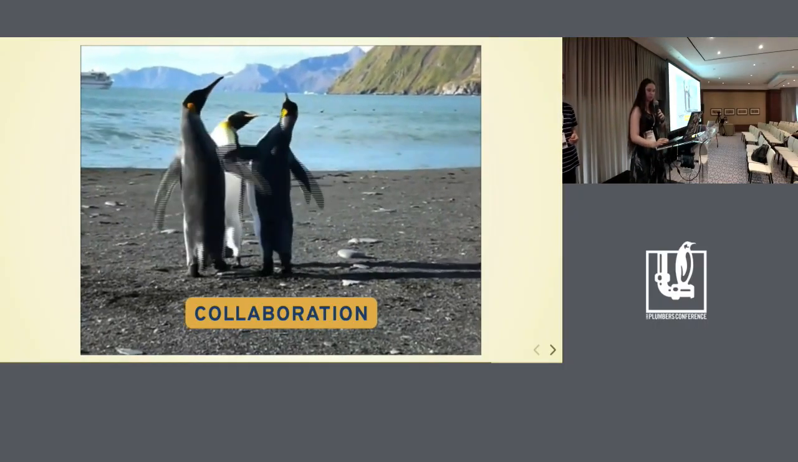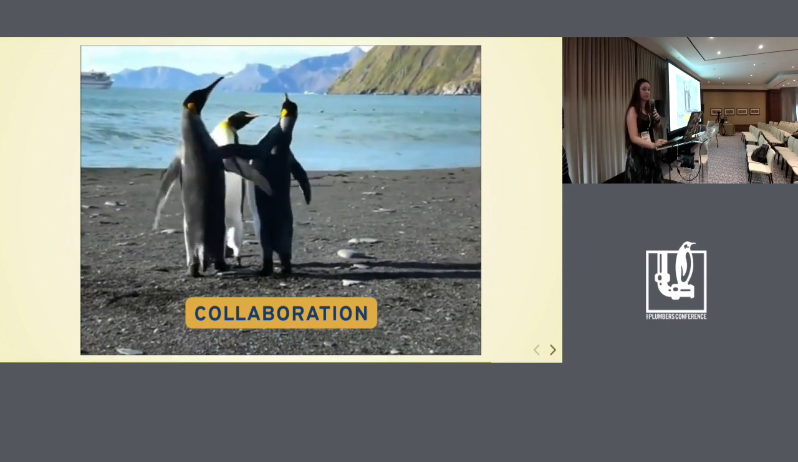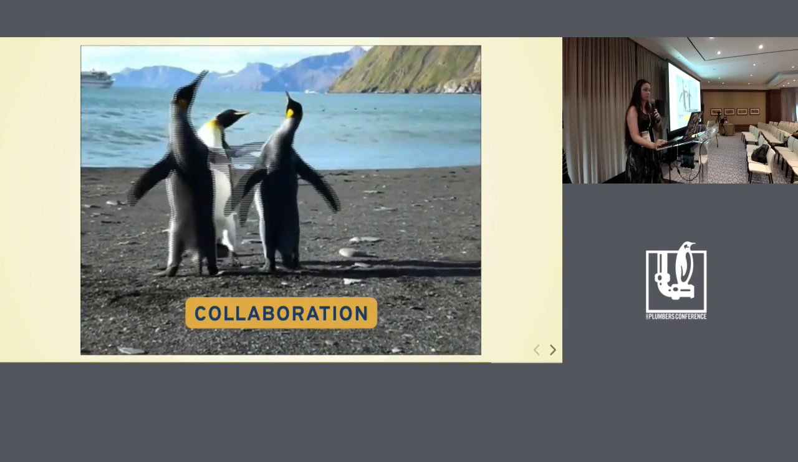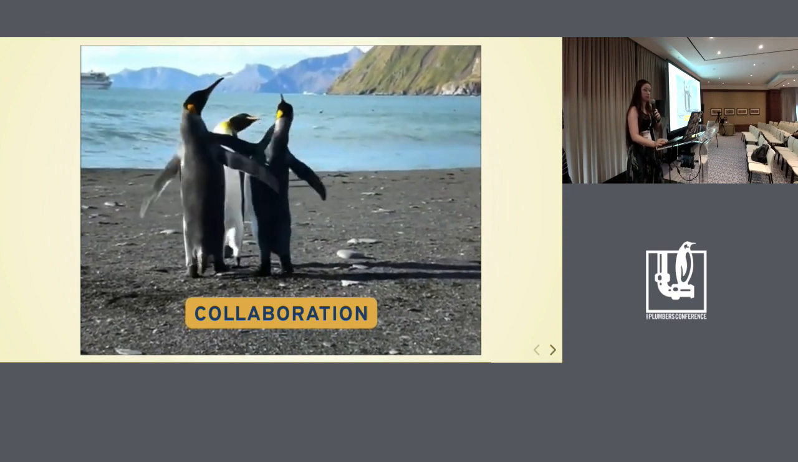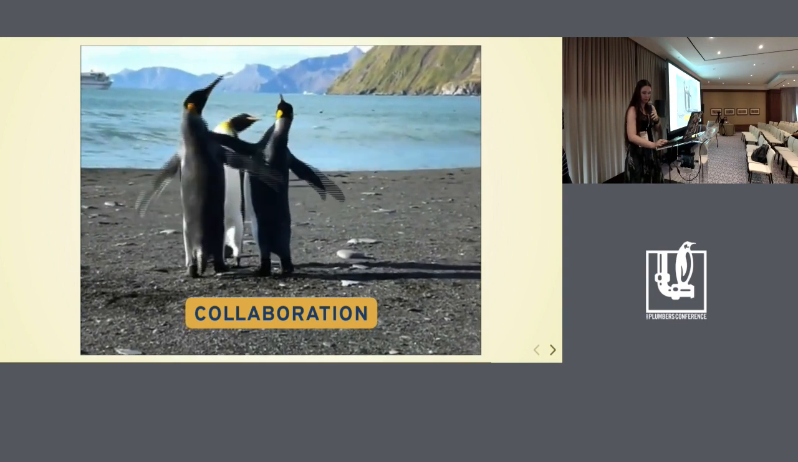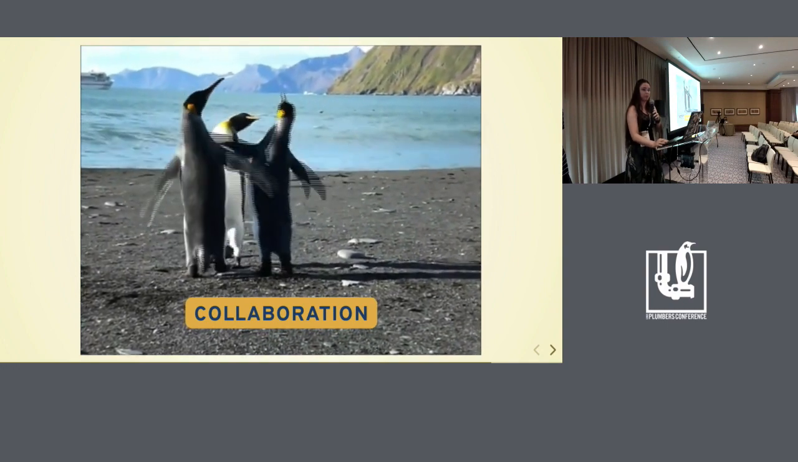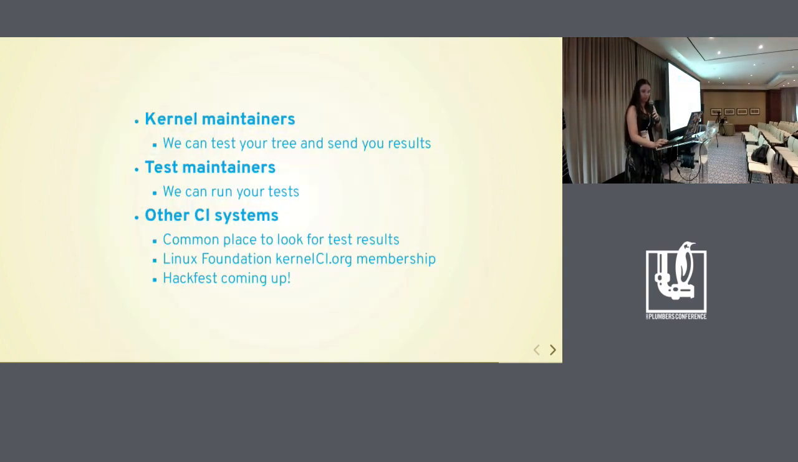Okay, so we've been here for the first day of Plumbers, and during the distribution microconference, there were a lot of people saying they are dealing with a lot of similar problems as we are. So we realized this also before, and that's why we want to collaborate with other CI systems for the upstream. With the kernel maintainers, we can test your tree. We already talked about this. With the test maintainers, we can run your tests and actually test your tests as well.